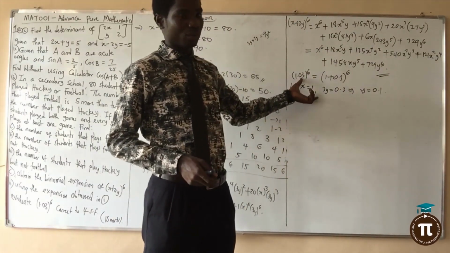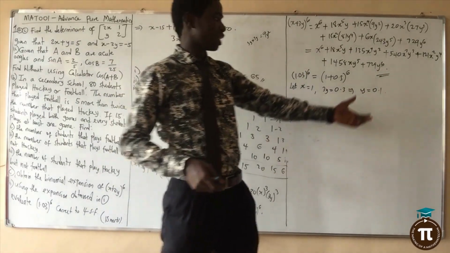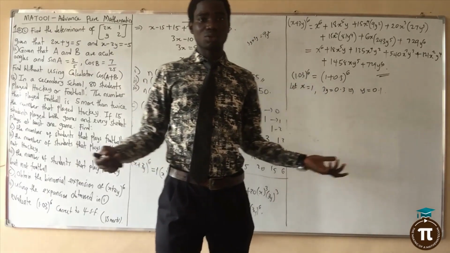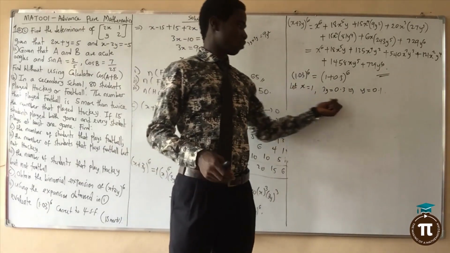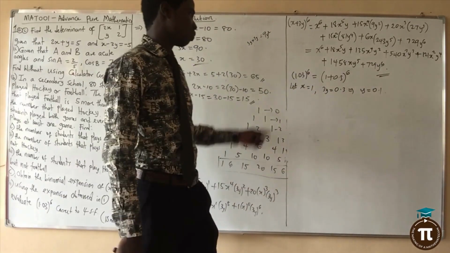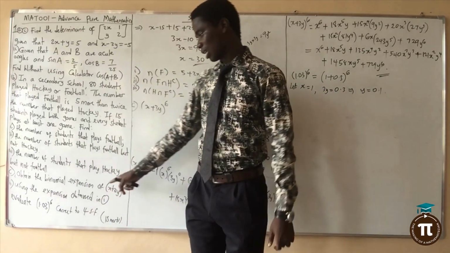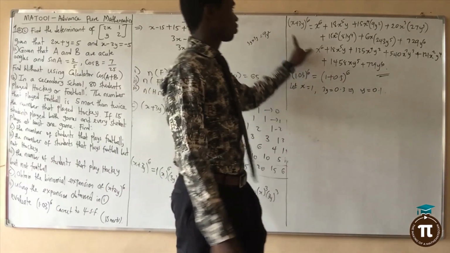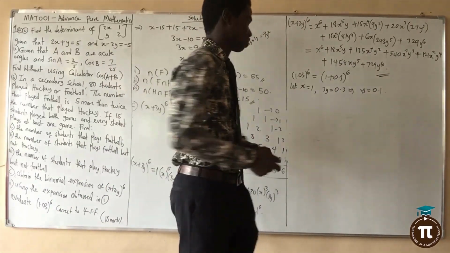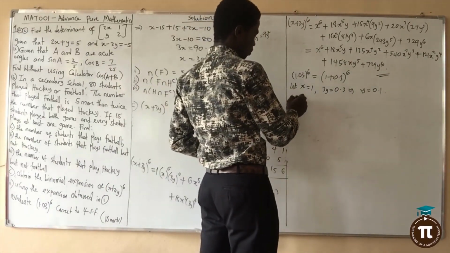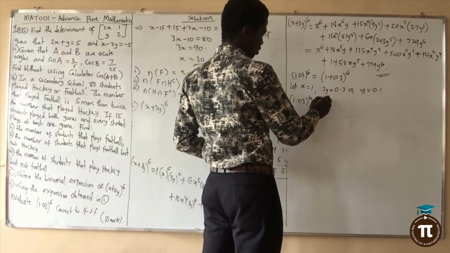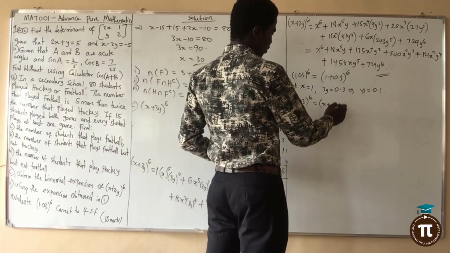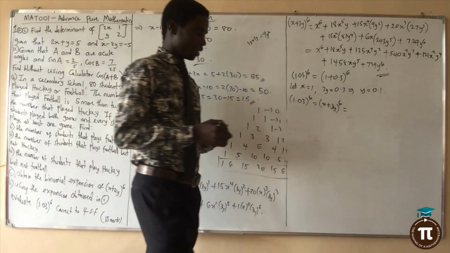x is 1. To evaluate the powers of 1 is very simple. Then this one, to evaluate the powers of 0.1 is not so difficult. So I would say let x be 1, then y is 0.1. By the time you put x to be 1 and y to be 0.1 in x plus 3y, you will get 1.03. Then you'll be able to use this expansion to evaluate it. So that means 1.03 raised to the power 6, which is x plus 3y raised to the power 6.